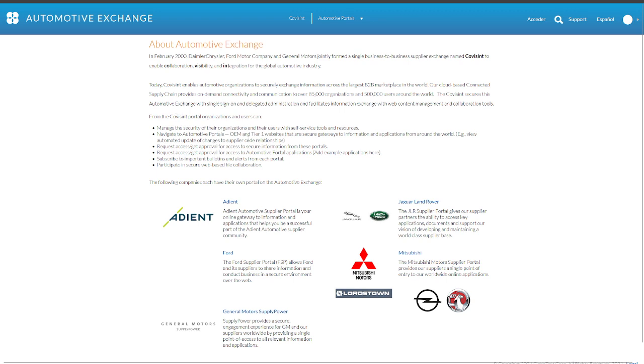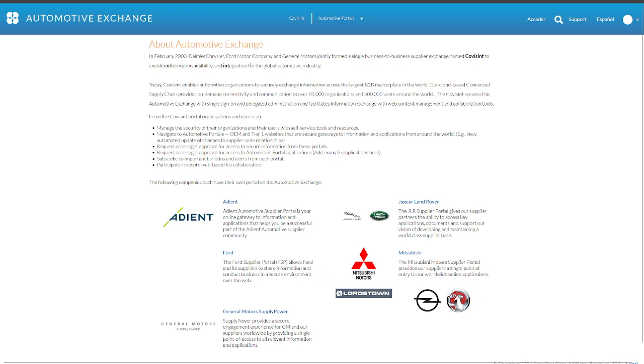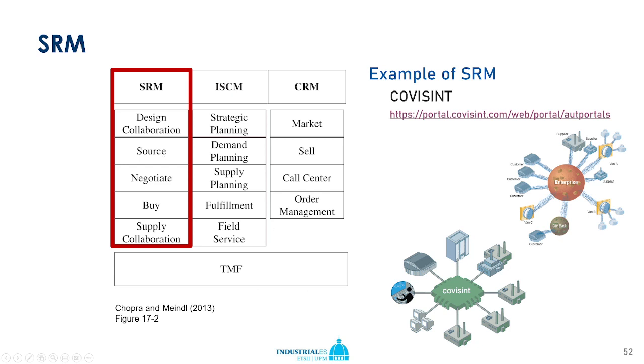So it has evolved, and now, for example, these companies, which are very big companies in the automotive industry, have their own portal within the organization. This is a nice example of how different companies cooperate so that the supply chain can work properly. And this is mainly what a supply relationship management system provides you with, and the different functionalities they typically can offer.